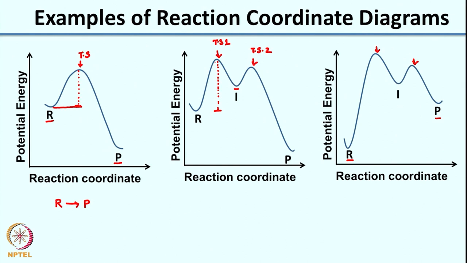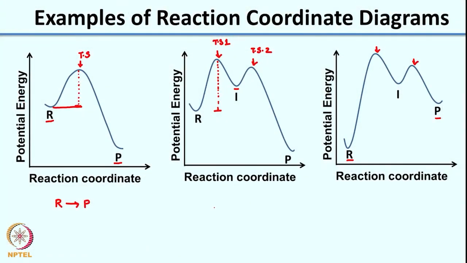Now, when you look at it, if you compare these two hills, this hill is much larger than the second hill. If you compare the energy between the reactant and transition state 1 and the reactant and transition state 2, the hill for transition state 1 is much bigger. What this indicates is that there is a greater barrier in going from R to I. So, this would be what is called your rate determining or rate limiting step.